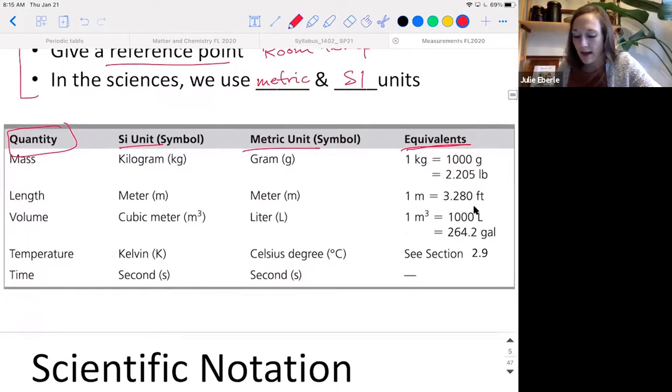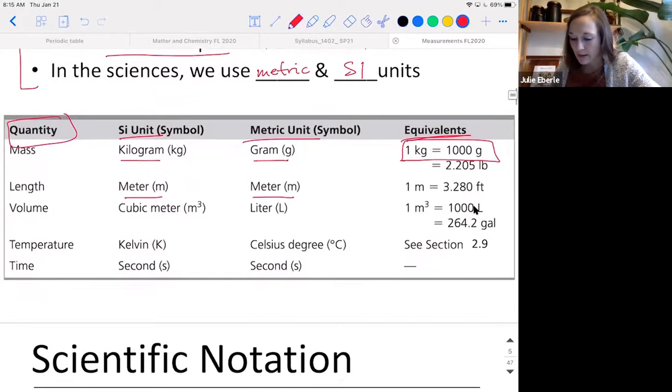So you can see for mass, the SI unit is the kilogram, but for the metric unit, it's the gram, okay? And then it tells you over here, 1 kilogram is 1,000 grams. All right, so you can get an idea. Obviously, a kilogram is a lot bigger. For length, we have the meter for both, okay? And it's showing you the abbreviations with these as well. So on and so forth.